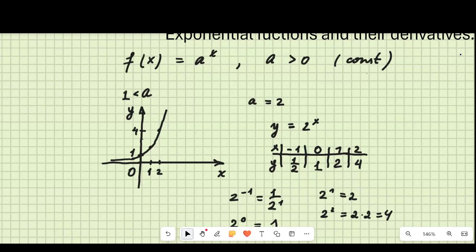So what does it mean? It means that when I'm increasing my x, my function grows, and actually the limit, I'm going to write it down over here, the limit of 2 to the power of x as x goes to infinity is going to be also equal to infinity, right? Because the result is increasing while you are increasing x.